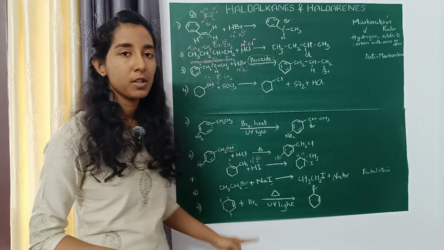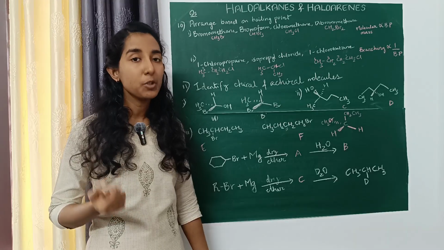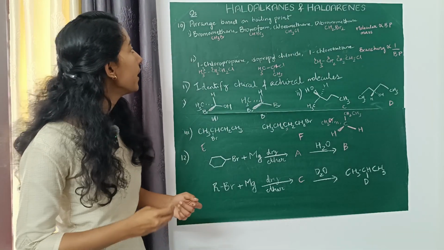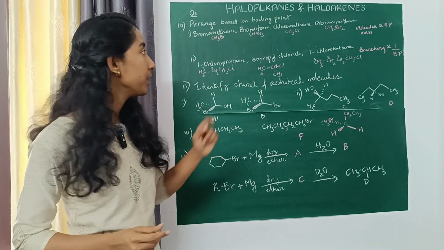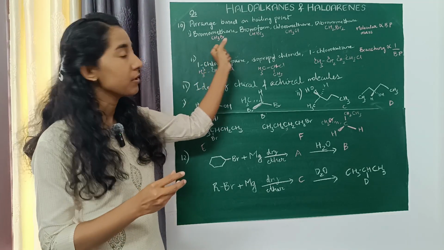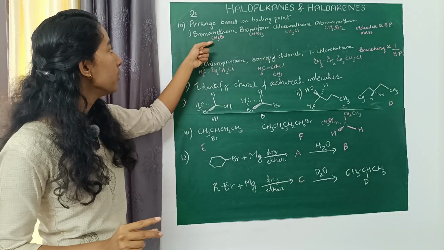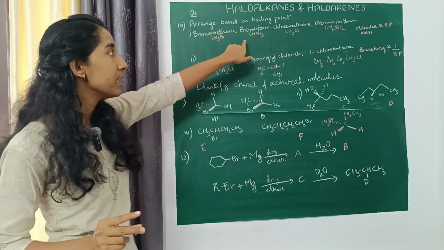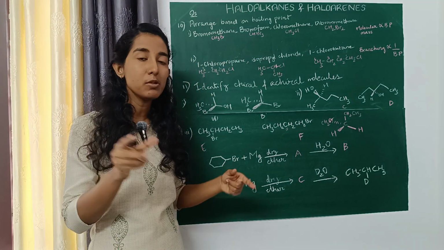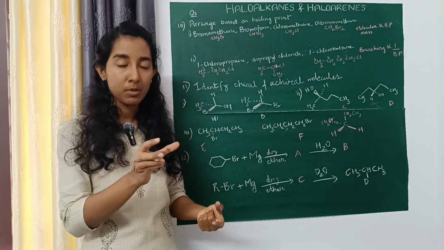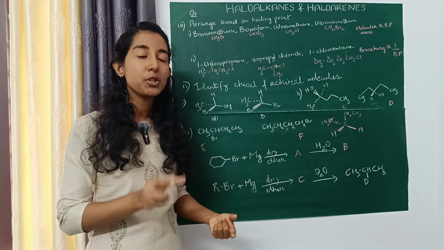Okay, so I hope this is clear. We'll discuss a few more questions. Here you have to arrange compounds based on boiling point. You have a set of compounds, and you need to arrange them by boiling point. The names of the compounds are given, so first you need to identify the molecule based on the name.